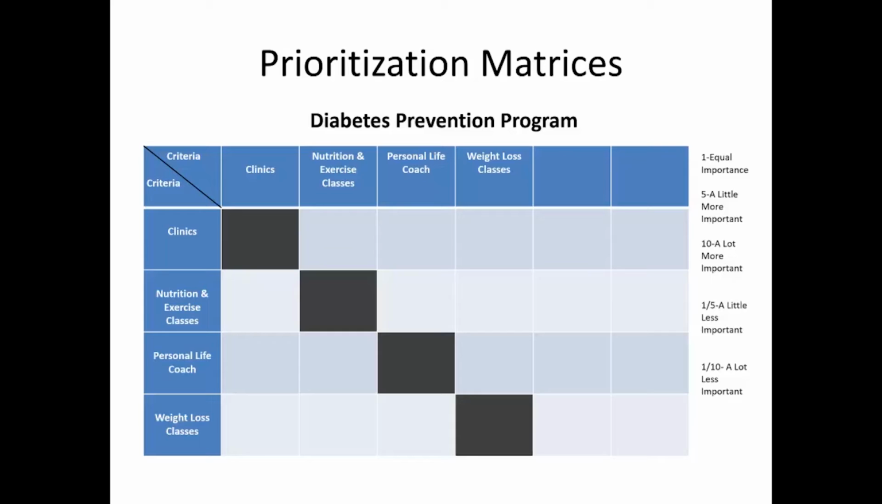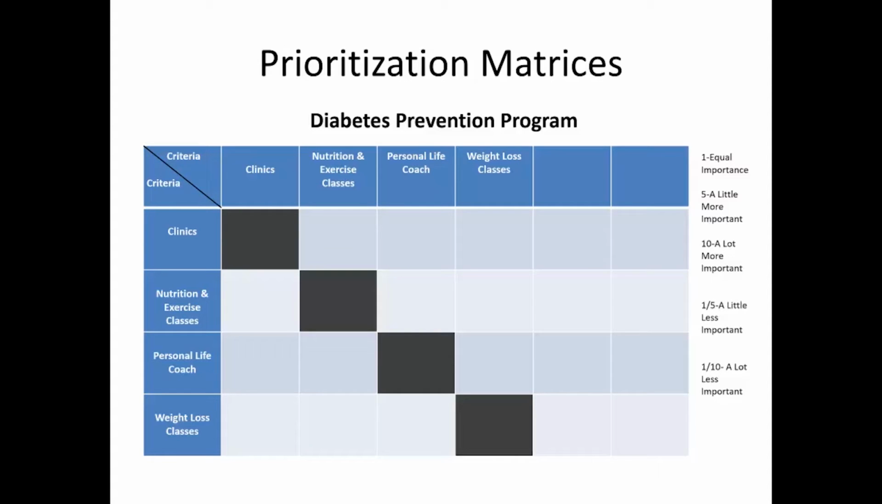The scale of 1 is going to be equal importance. The number 5 will be used as a little more important. A 10 will be used for a lot more important. And then we use the reciprocals of 5 and 10: 1/5 being a little less important, and 1/10 being a lot less important.